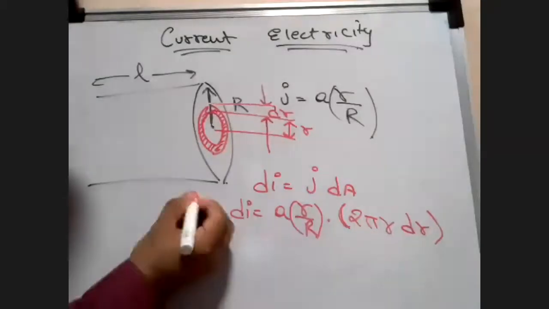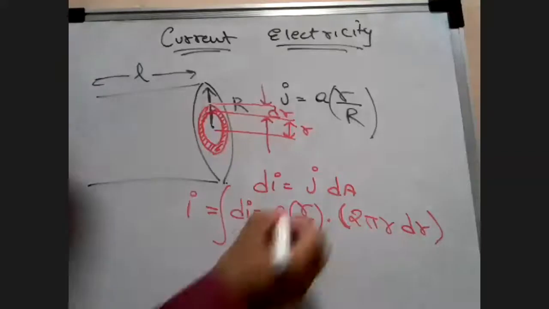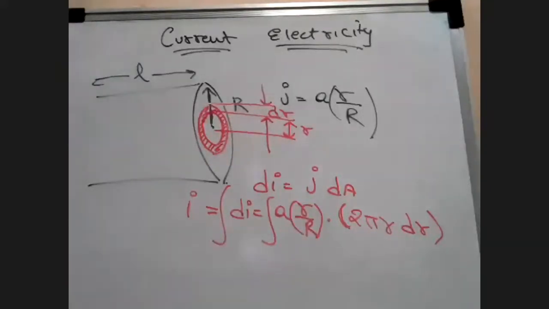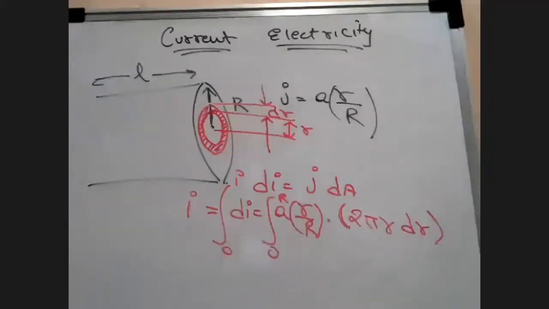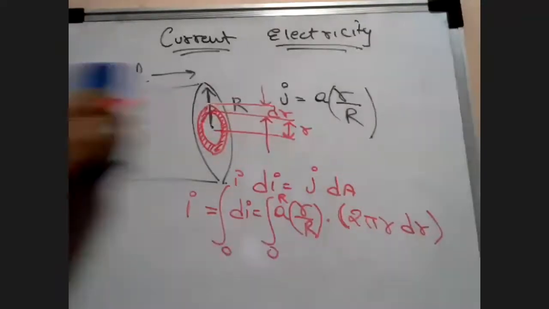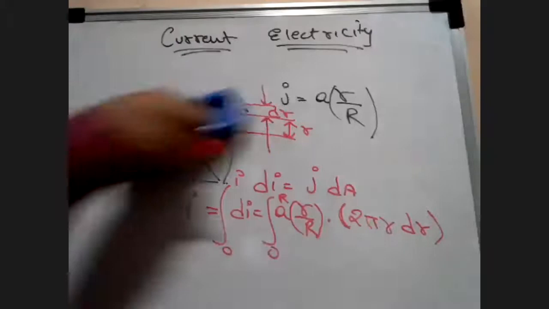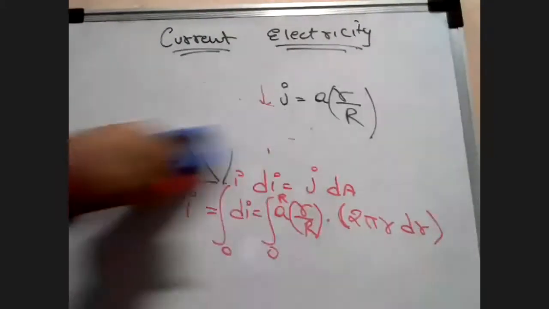So if I integrate it, of course I'm going to get I. What will be my limits for dI? 0 to I. What will be my limits for the right hand side? 0 to capital R. Come on, integrate it. What will it be? Integrated, A will come out, capital R will come out, 2 pi will come out, and this small r will remain inside. You all can go ahead with the solution. Tell me what is going to be the answer.